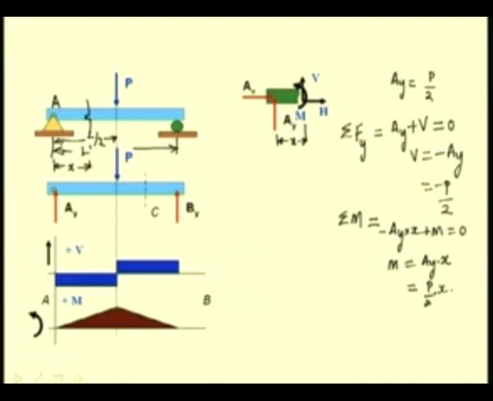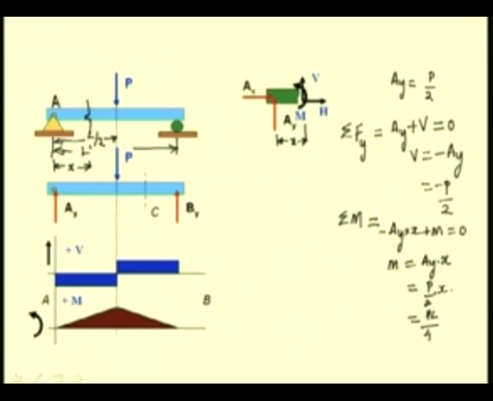So, as x increases as we move from A, the bending moment increases. At A, x equal to 0, so bending moment is 0, and as we increase x, the bending moment increases linearly. It reaches a maximum value at the midsection where x equal to L by 2, and the bending moment is PL by 4, the maximum value, and the same is plotted here.